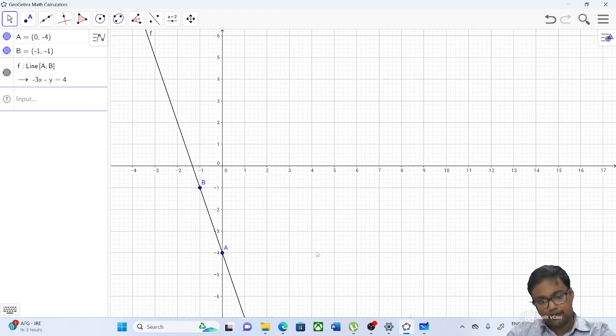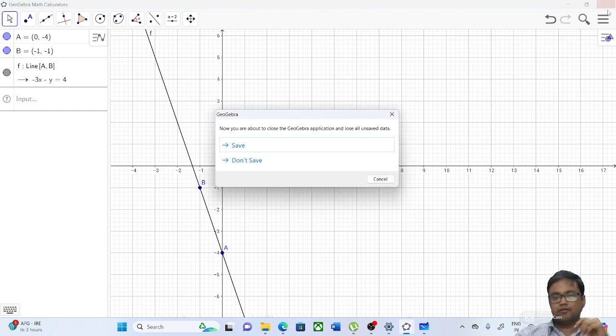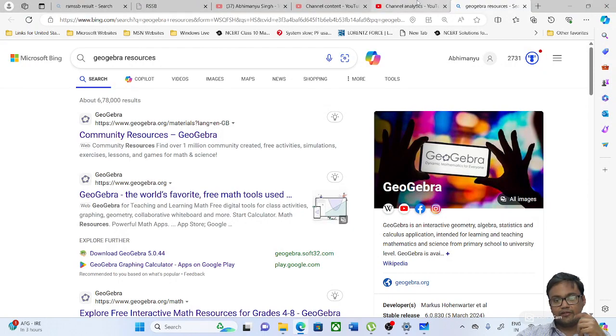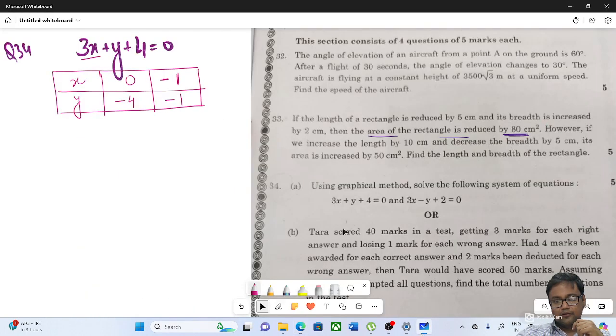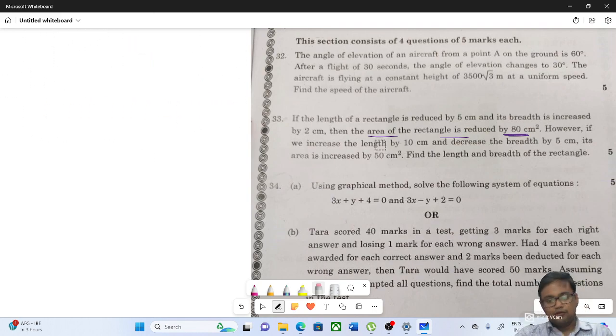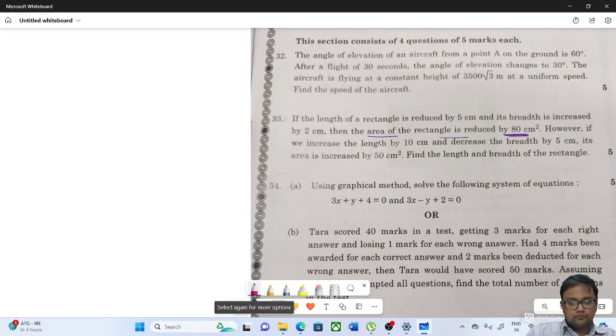We don't need the third line. So that was all, children, for this question, not for the rest of the paper. So I specially downloaded this software. Okay. Now see the optional part of this question, 34, part 2. Tara scored 40 marks in a test, getting 3 marks for each right answer and losing 1 mark for each wrong answer.